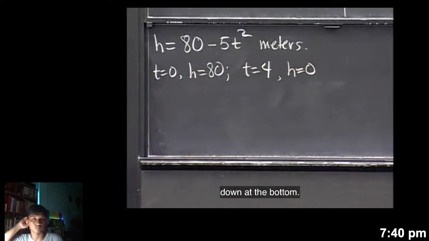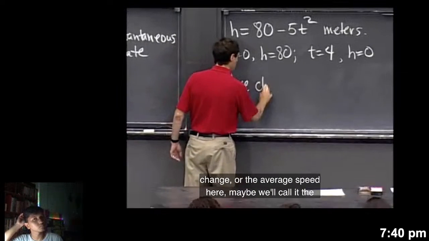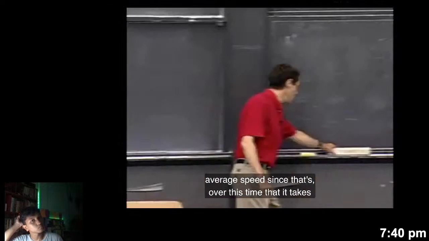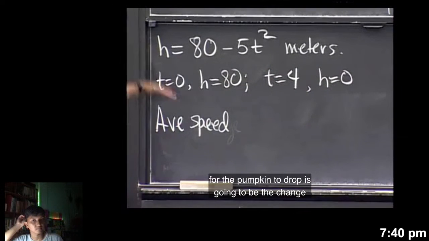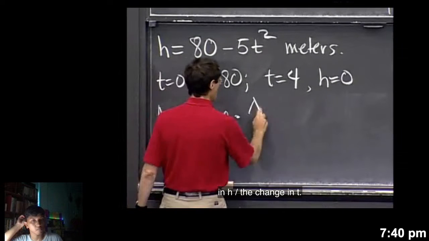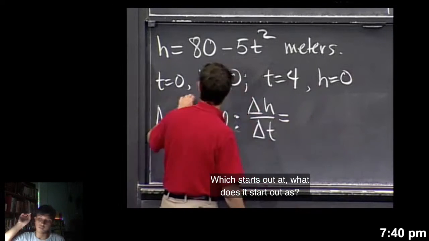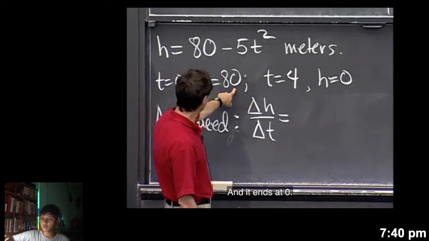Okay, so this notion of average change, or the average speed, over this time that it takes for the pumpkin to drop, is going to be the change in h divided by the change in t, which is, what does it start out as? It starts out as 80, right? And it ends at 0. So actually we have to do it backwards.